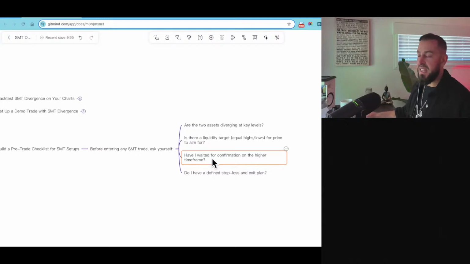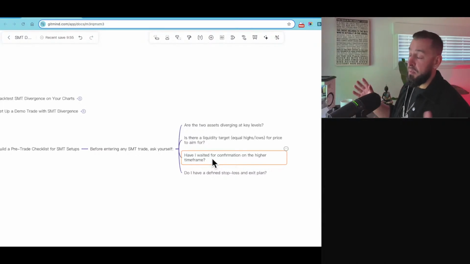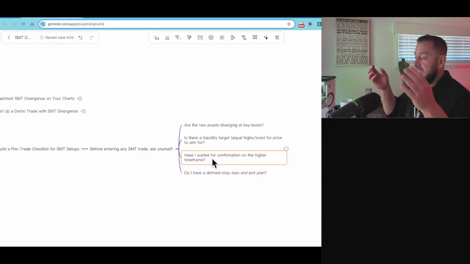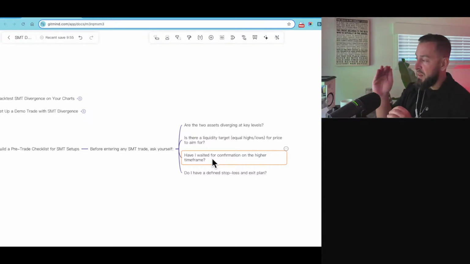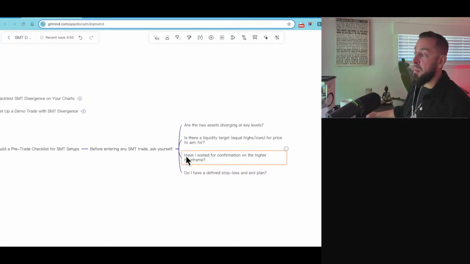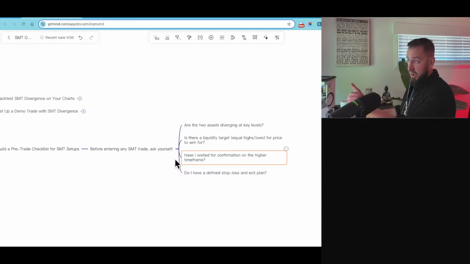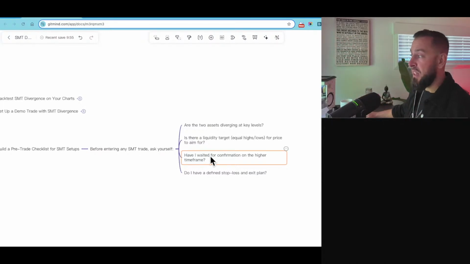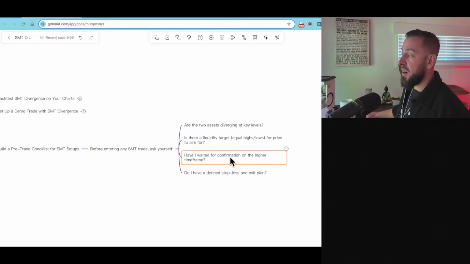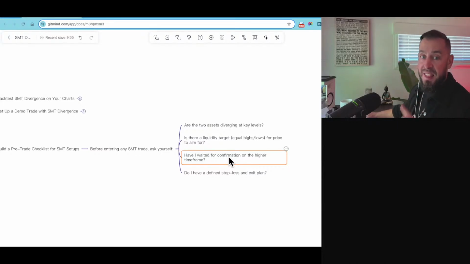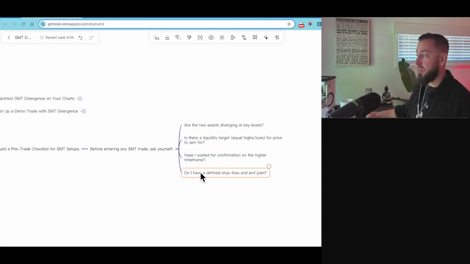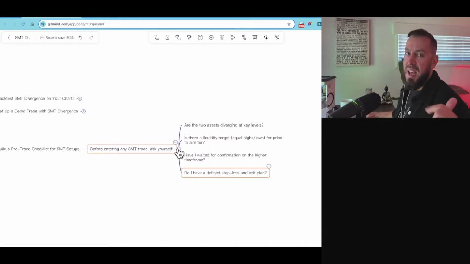Notice he said that he uses those higher time frames for pretty much the whole thing, and then he just goes down to that shorter time frame to make that execution. But all the levels are marked out at those higher time frames. So make sure if you're trying to execute this strategy as outlined by JadeCap, that you're using those higher time frames and you're waiting for confirmation there before going to the lower time frames. And then your 4th question to ask yourself, do I have a defined stop loss and exit plan? Never, ever, ever enter a trade without a predefined stop loss and profit target.